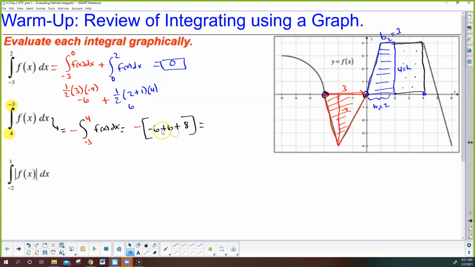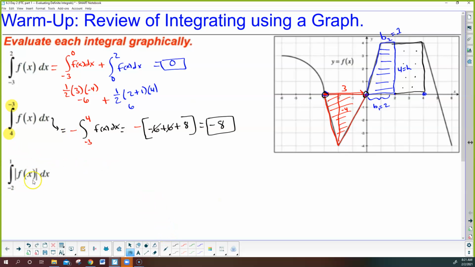So if I add this up, we know that the net area between the original two was 0. And what's left over is -8. So that negative makes it the opposite sign. And you just have to be careful. That's what happens when the bounds are flipped. When the bounds are flipped, it becomes the opposite sign.